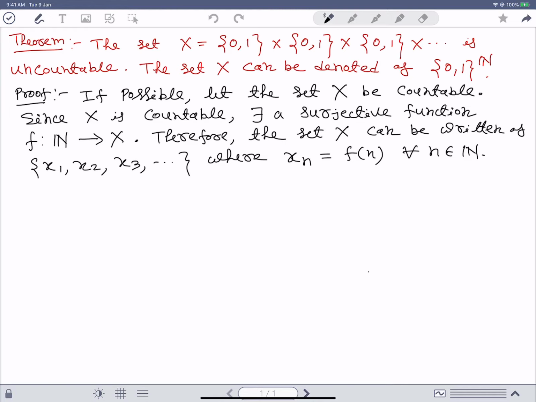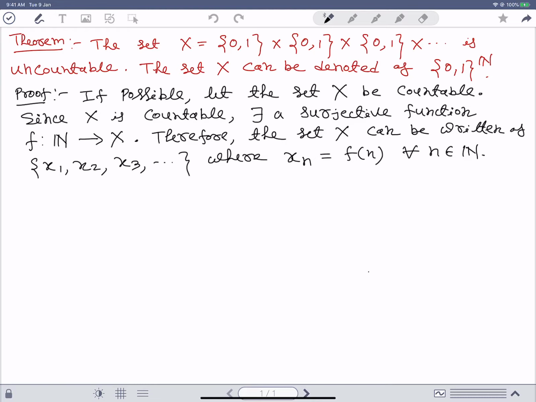Now we prove that there is no such surjective function. That means we shall find one element from X which does not have any preimage. That means this map is not surjective. Okay. So first of all, what is my x1, x2, x3, all of these elements?